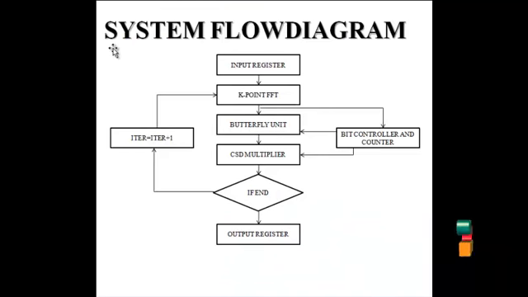Here we are going to discuss the system flow diagram. This flow diagram represents the flow of our process. First of all, we give the input to the input register. The input register is divided into the k-point FFT. It is split into multiple bits. These multiple bits are passed to the butterfly unit. This butterfly unit is combined with the CSD multiplier, where the k-point is controlled by the control unit. Finally, at the CSD multiplier, if the condition is satisfied, we pass to the output. If the condition is not satisfied, we go to the second iteration. When the condition is satisfied, all operations close. This is our system flow diagram.